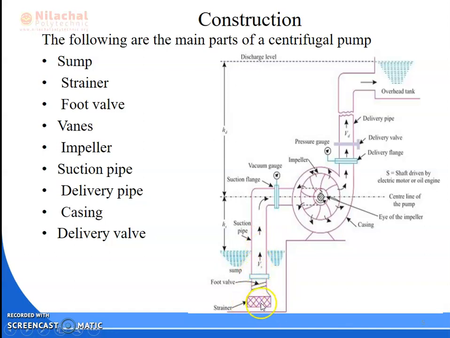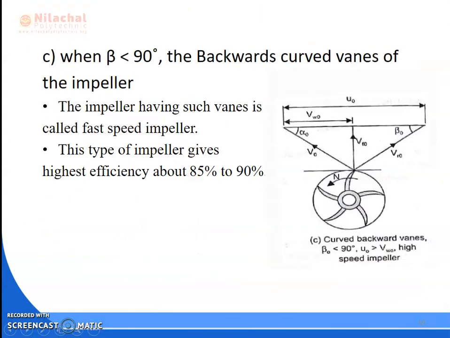And what is the function of the strainer? It will strain the dust and dirt particles from the water, it will remove or separate them. First the water will enter through the suction pipe, through the strainer, then the foot valve, then it will be sucked to the inlet of the impeller. Okay.